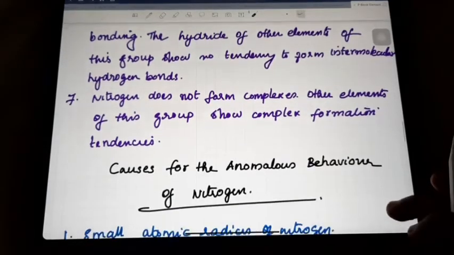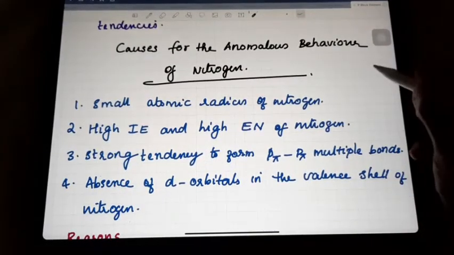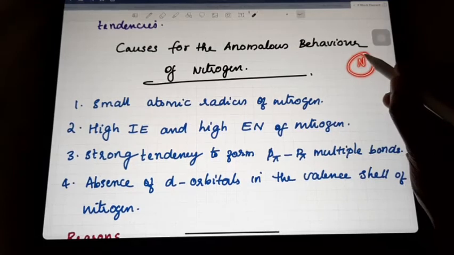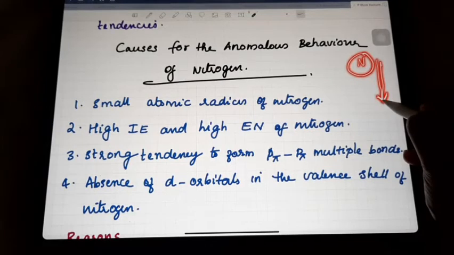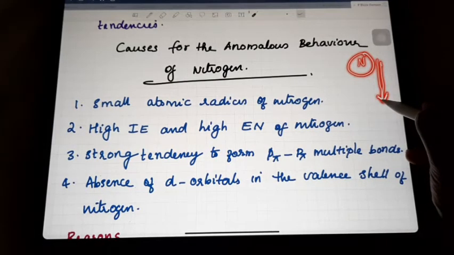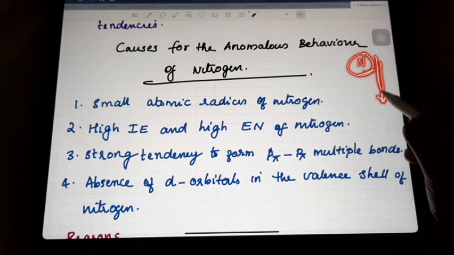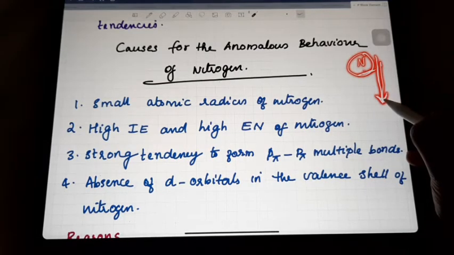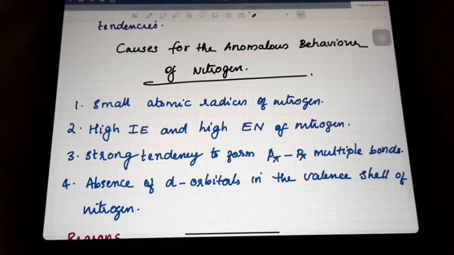These are the main differences between nitrogen and other members of that group. What is the reason for this anomalous behavior of nitrogen? Mainly 4 reasons. Nitrogen, compared to the other members of the group, has a small size. You know that when going down the group, the size increases. So one reason is the small atomic radius of nitrogen, and next is high electronegativity and high ionization enthalpy. You know that electronegativity decreases going down the group, and ionization energy also decreases going down the group. So nitrogen has high ionization enthalpy and high electronegativity.